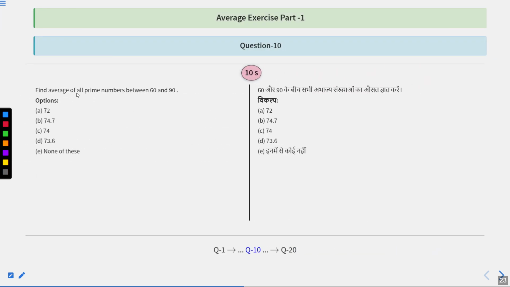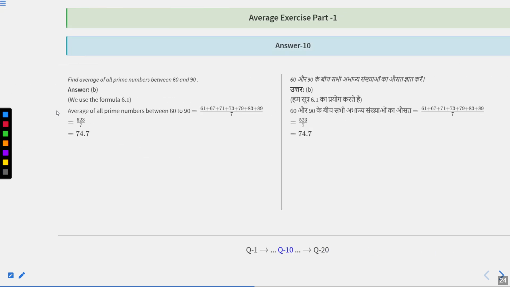Find the average of all prime numbers between 60 and 90. You have 5 options and 10 seconds to analyze the question. Your time starts now. Now time's up. Let's see the solution.